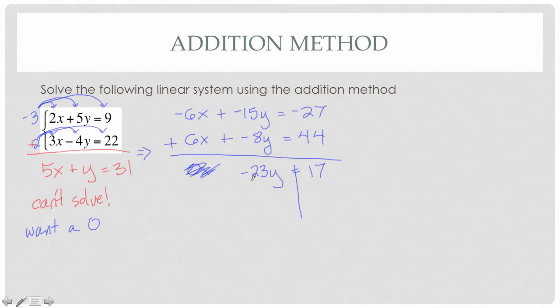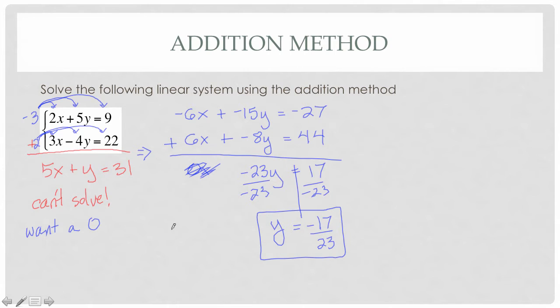Well, now it's just one more step. Divide both sides by negative 23, and we know what y is. y is equal to negative 17/23. Now that is an ugly, ugly, ugly fraction, but we were able to solve it. We got that ugly fraction solution, and it didn't really take that much work at all.